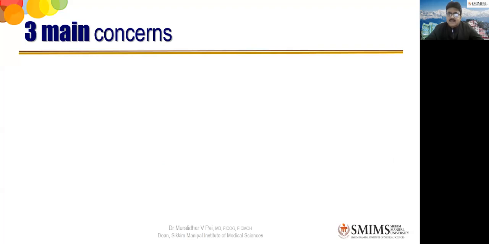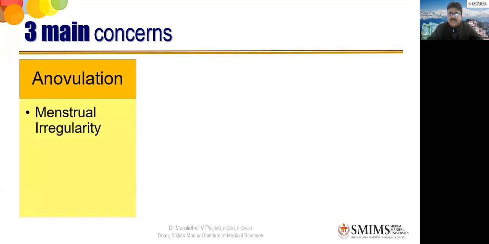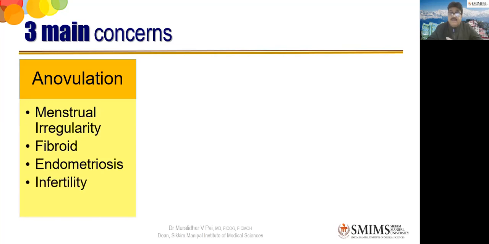So what are the concerns? There are so many concerns. I already spelled out many, but I can group them into three main categories. One is those due to anovulation. Obviously, menstrual irregularity is number one. Fibroid uterus, because anovulation means unopposed estrogenic action. Endometriosis also can coexist with PCOS. Infertility, obviously, because of anovulation. And endometrial or ovarian cancer, again because of unopposed estrogenic action.